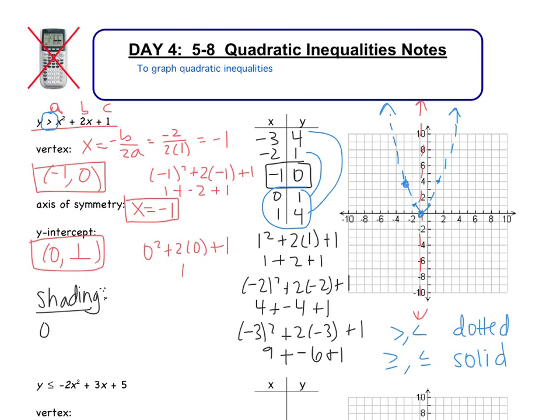I get 0 is greater than 0 squared plus 2 times 0 plus 1. So I get 0 is greater than 1. This is not true. We do not want to shade where 0, 0 is. 0, 0 is outside of the parabola. We don't want to shade where 0, 0 is, so we're going to shade inside.